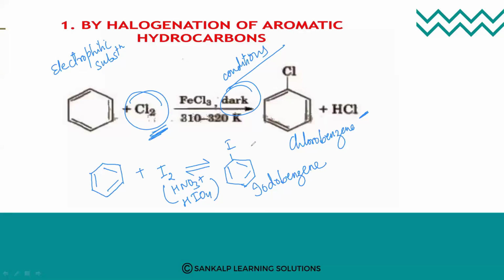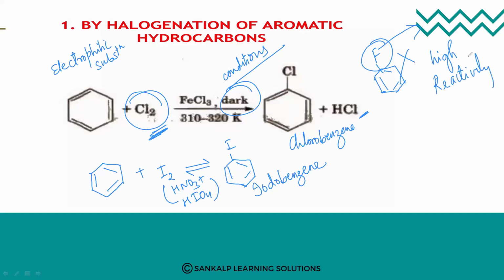And by this method, fluoroarenes cannot be prepared. Fluoroarenes cannot be prepared by this method because of reactivity. Fluorine has very high reactivity, so it reacts highly. Because of the high reactivity of fluorine, it will not undergo halogenation. So this is the reaction.